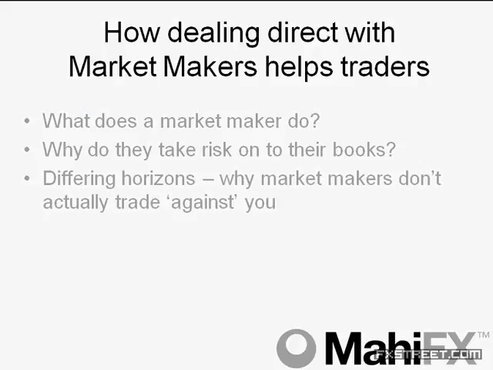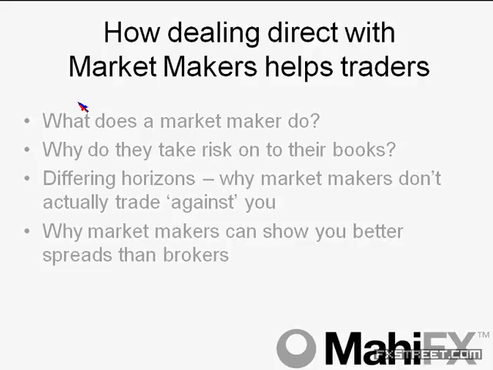Why it is that the differing horizons that the retail trader has from the market maker means that this notion that market makers are set up to trade against you is not in fact true. And why all of this resolves down to market makers being able to show traders better spreads than brokers can. And then when we run through all of that, I'll just open it up for questions.